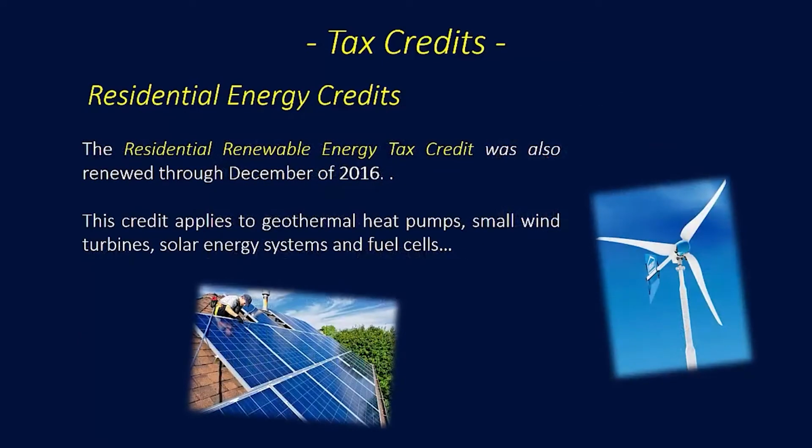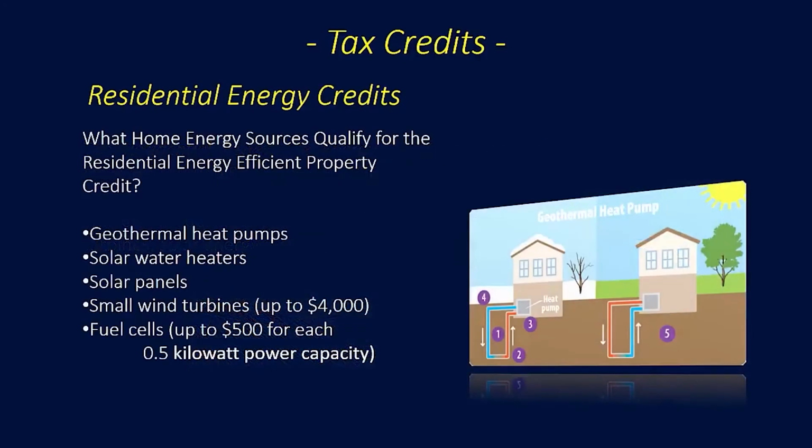The residential renewable energy tax credit was also renewed through December of 2016. This credit applies to geothermal heat pumps, small wind turbines, solar energy systems, and fuel cells. So what home energy sources qualify for the residential energy efficient property credit? Geothermal heat pumps, solar water heaters, solar panels, small wind turbines up to $4,000, and fuel cells up to $500 for each 0.5 kilowatt power capacity.